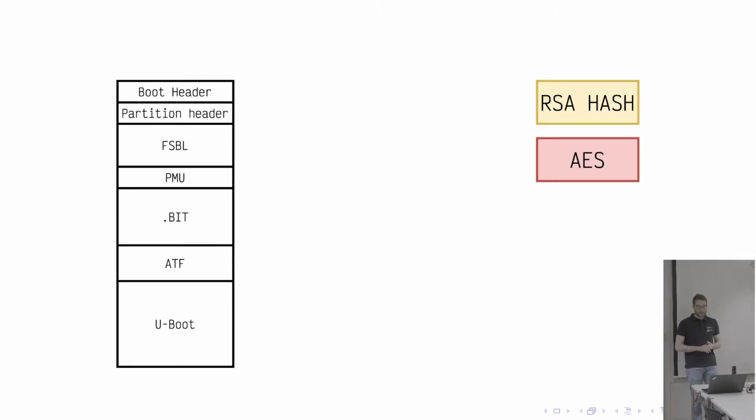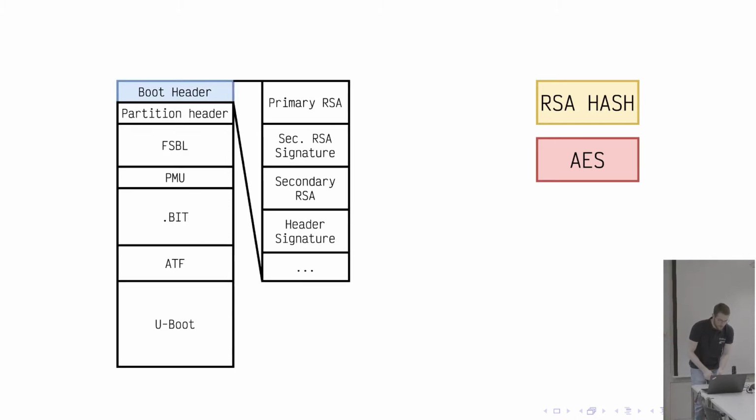So basically we have these things, and we start here with the boot header. So we load our boot header in, and in the boot header we have two RSA keys. We have a primary RSA, we have a secondary RSA, and we have the signature of the secondary RSA, which was created with a secret primary RSA key, and then we have the head signature, and then further information.